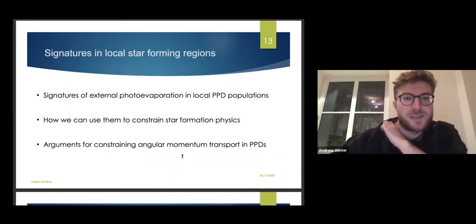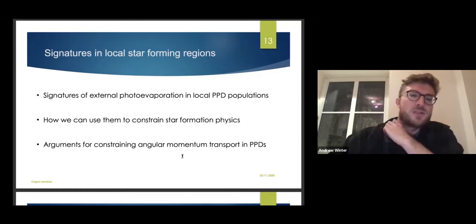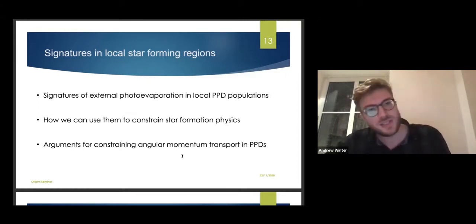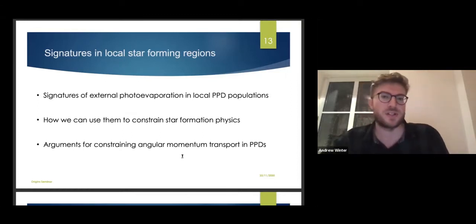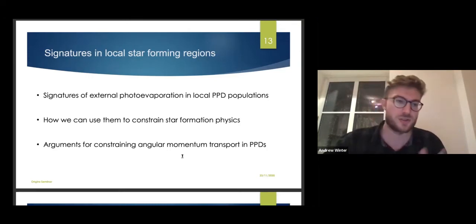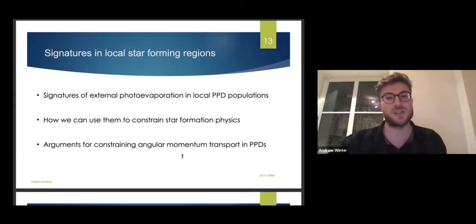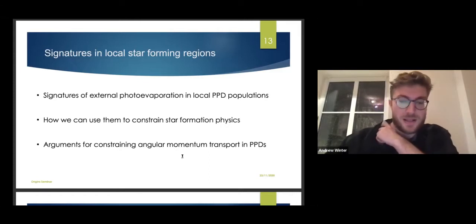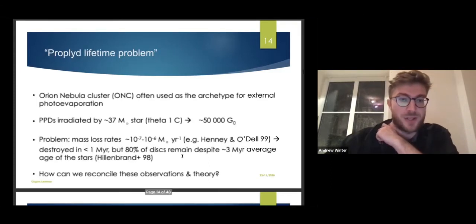So back to external photoevaporation, and we can talk about what are the signatures that we see of perhaps external photoevaporation going on in local protoplanetary disk populations. Two of the things I'm going to talk about are how we can potentially use them to constrain star formation physics, but also how we can use observations of these disks to actually constrain physical processes, and particularly angular momentum transport in protoplanetary disks. So hopefully I can make that argument to you.